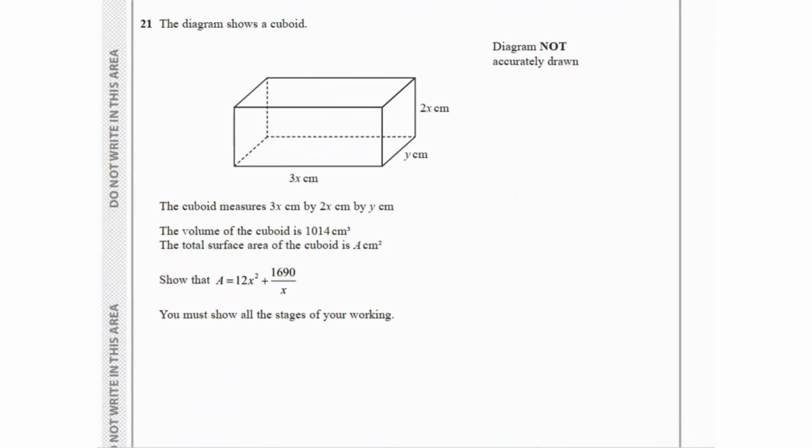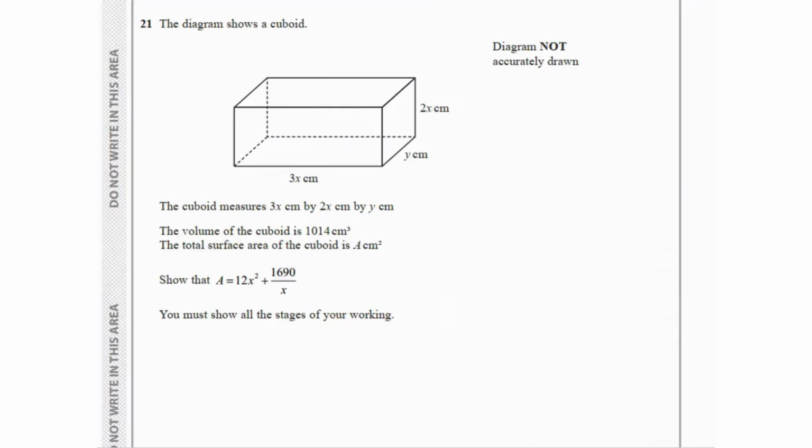Then it says the diagram shows a cuboid. The cuboid measures 3x centimeters by 2x centimeters by y centimeters. The volume of the cuboid is 1014 centimeter cube. The total surface area of the cuboid is A centimeter square. Show that A equals 12x squared plus 1690 over x. You must show all the stages of your working.